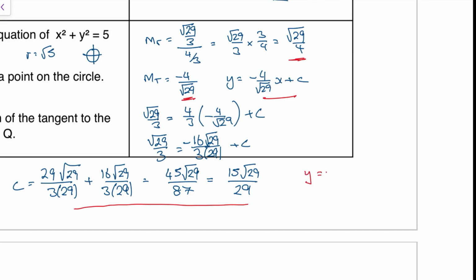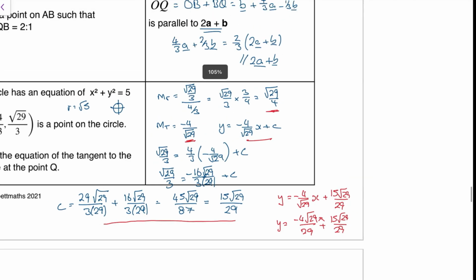It's going to be minus 4 over root 29, which is my gradient, multiplied by x plus 15 root 29 over 29. Now I could rationalize the gradient if I want, so also just as acceptable is minus 4 root 29 over 29 times x plus 15 root 29 over 29. And that arguably is a little bit more neat, isn't it? Because at least I've got the same things on the top and the bottom.